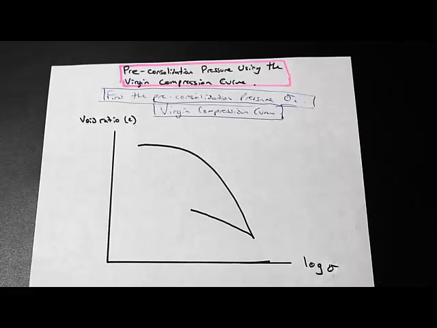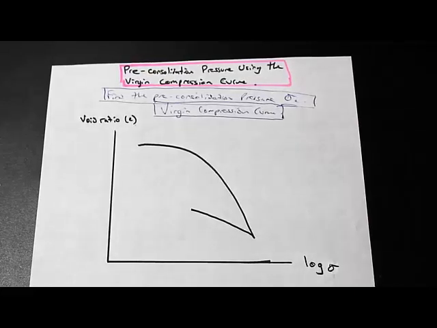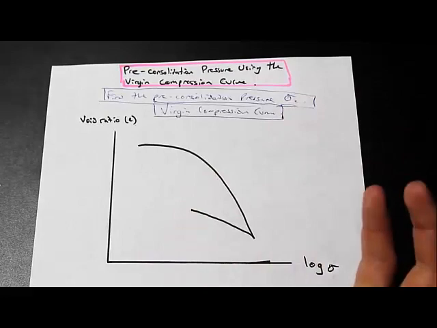And we're going to do a quick video for you on preconsolidation pressure using the virgin compression curve. Okay, so we have the virgin compression curve here. Don't worry if you don't know what that is right away, I'll give you a quick explanation. And we're asked to find the preconsolidation pressure, sigma c.